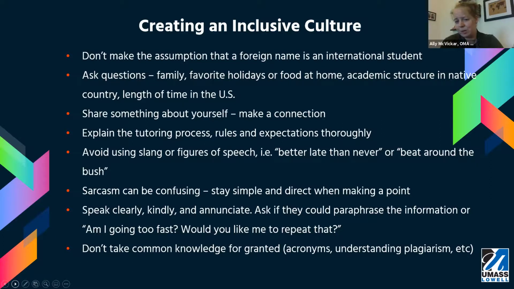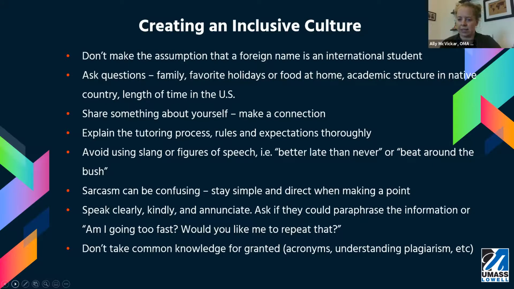Sarcasm can be pretty confusing, right? So we want to stay simple and direct when making a point. So again, speak clearly, kindly, and enunciate. We see this a lot, unfortunately, where students don't understand, and raising your voice is not going to make them understand more, right? It's the slowing down, it's the enunciating, and say, am I going too fast? Do you want me to repeat that? Use visuals if you can. Take out a piece of paper, write things down. Make sure they really sort of understand what you're trying to get through to them.